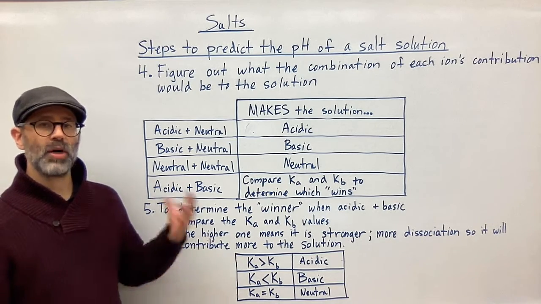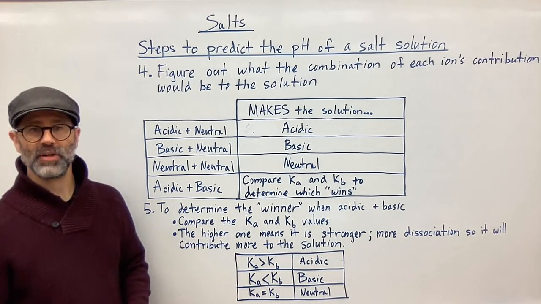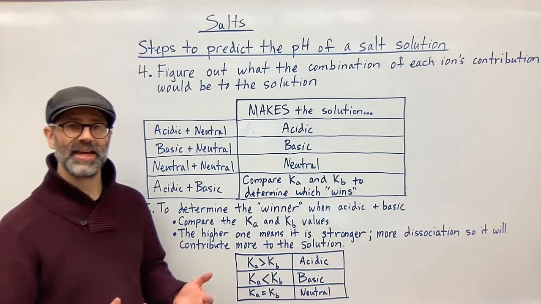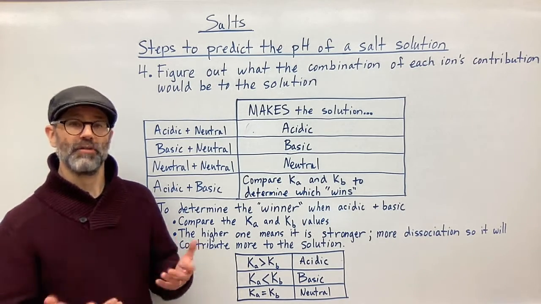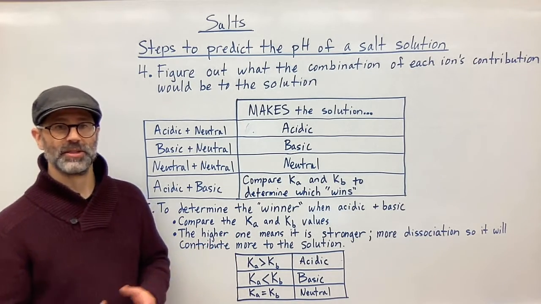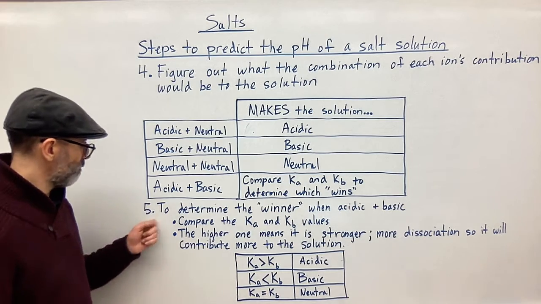But what if you have one acidic ion and one basic ion? Well, in that case, you're going to have to compare the Ka and the Kb values of each of those ions to determine which ion wins. So that brings us to step 5.